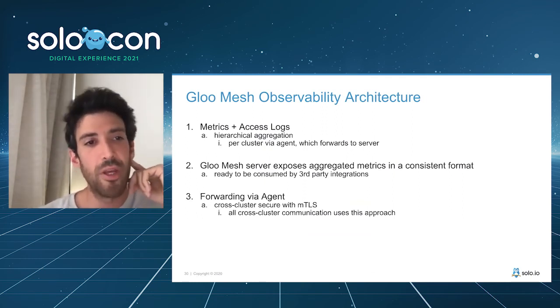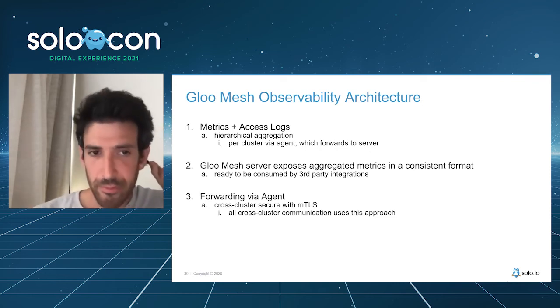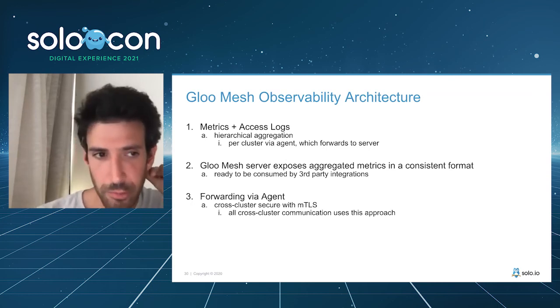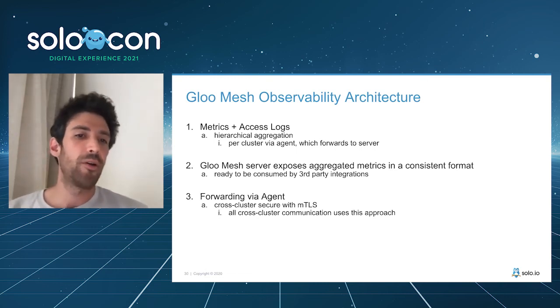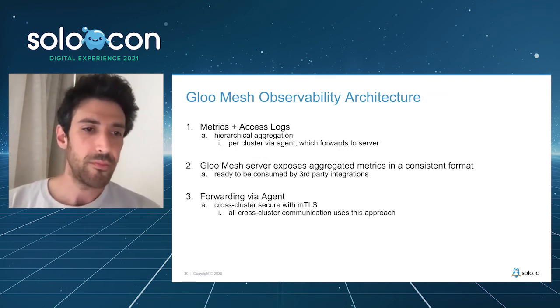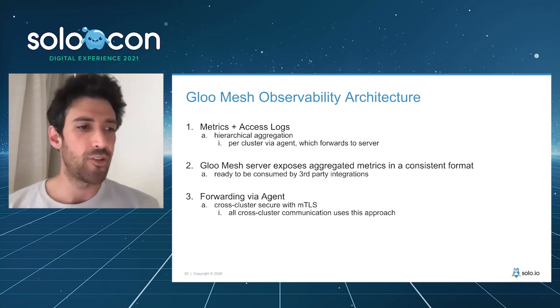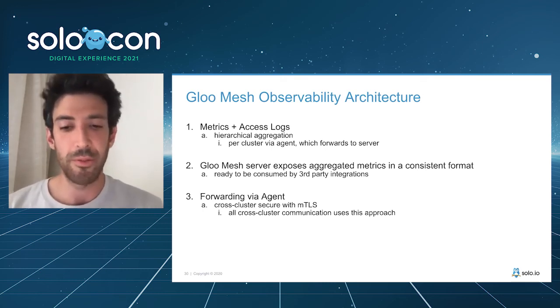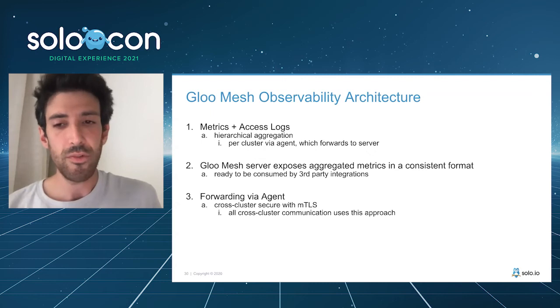So just to summarize, we have a hierarchical aggregation where each proxy pushes to an agent, then the agent pushes to a server. All of the communication is TLS secure. Then the Gloo Mesh server exposes a REST API for querying metrics as well as logs, and we will soon be supporting traces as well. And we use mTLS to ensure the identity of each agent and prevent our server from being susceptible to man-in-the-middle attacks or false information.